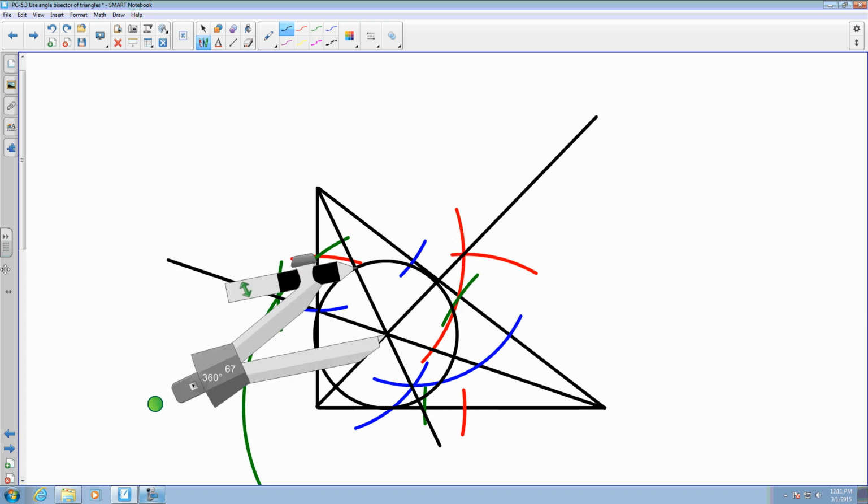Okay. Again, not perfect, but the process is still there. And that is being able to use angle bisectors of triangles.